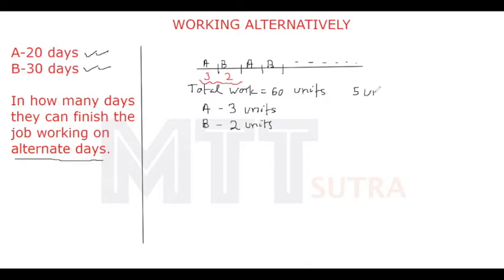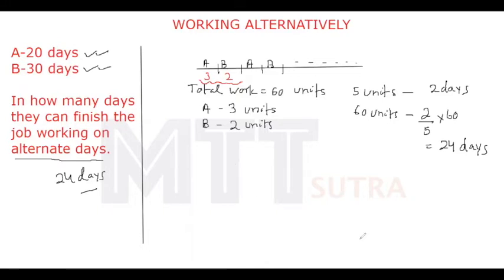So 5 units of work is completed in 2 days. And 60 units, that is the total amount of work, will be completed in how many days? That is 2 by 5 into 60. So you will get 24 days. This is answered. So the answer is 24 days.